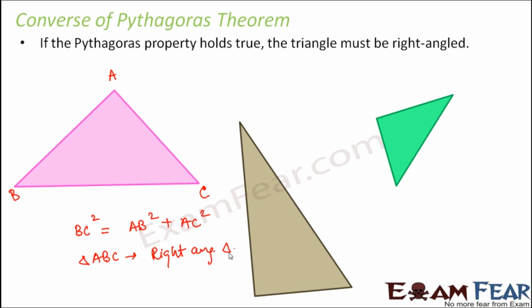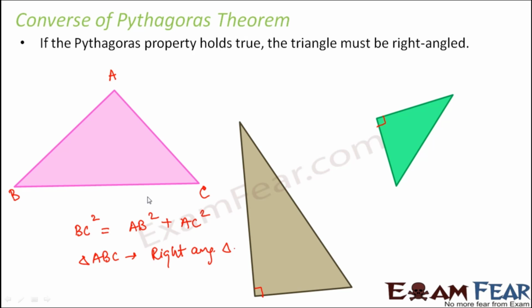So it doesn't matter how the triangles are oriented. Many a times, you are very easily able to identify the presence of a right angle. So it doesn't matter how it is oriented. But the moment the Pythagoras property holds true, that would prove by itself that the triangle is a right angled triangle. So let us even take one example.